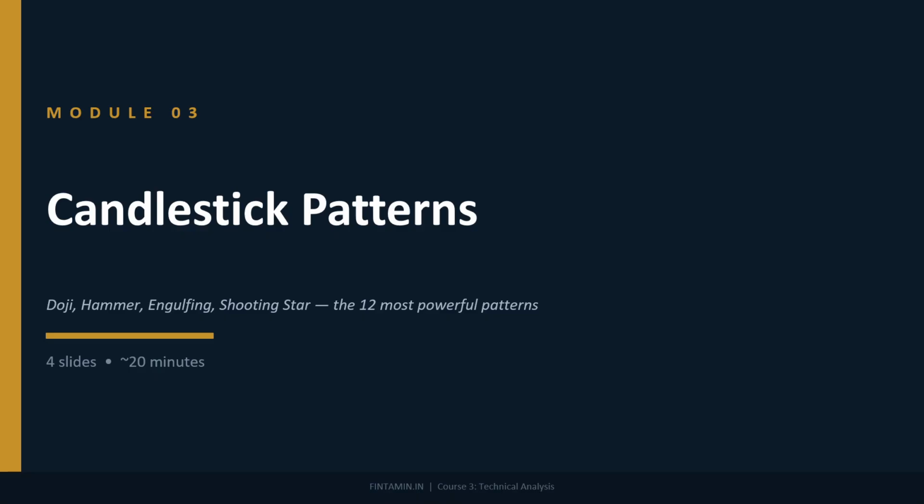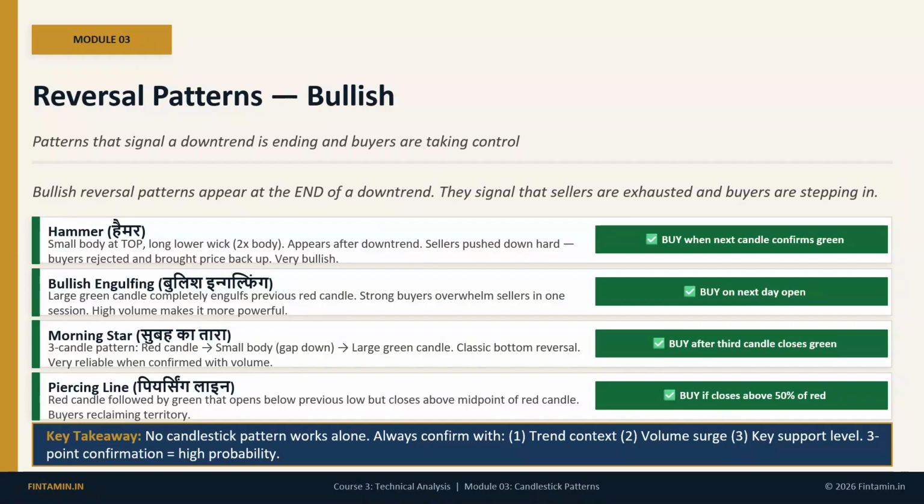Japanese traders developed these patterns in the 1700s for rice trading. They work today in Nifty, Bank Nifty, and every global market because human psychology has not changed. Let me teach you the 12 most powerful ones. Reversal patterns. Bullish reversal patterns appear at the end of a downtrend. They signal that sellers are exhausted and buyers are taking control. Here are the 4 most important ones.